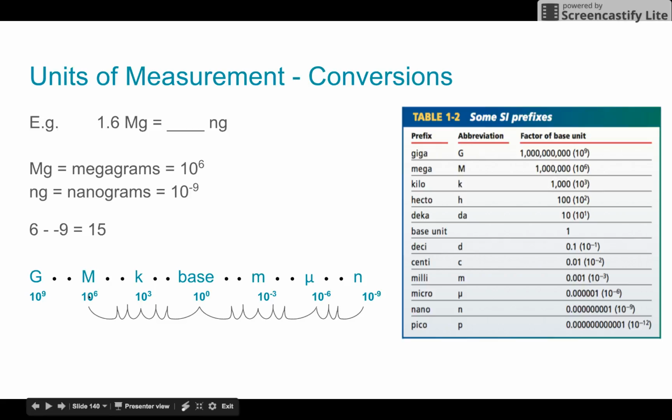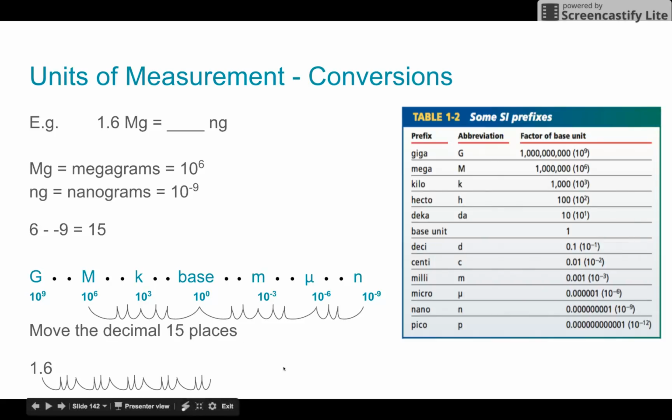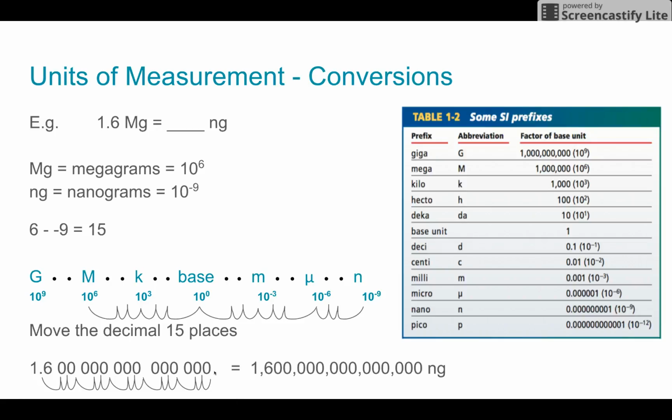Here's our capital M, and we move 1, 2, 3, 4, 5, 6, 7, 8, 9, 10, 11, 12, 13, 14, 15 places to nano. And since we're moving in this direction, we want to move the decimal to the right as well. So here's our decimal here with our 1.6. We're going to move the decimal to here now. Add in our extra zeros. And this is the number we come up with.